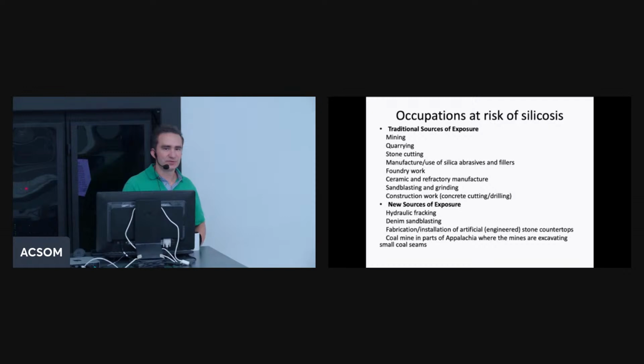So where you can get exposed. These are the sources of exposure. The old ones are mining, quarrying, stone cutting. These professions, occupations have existed for hundreds of years, right, for thousands of years. So that's why you can find evidence of the disease in the old times.